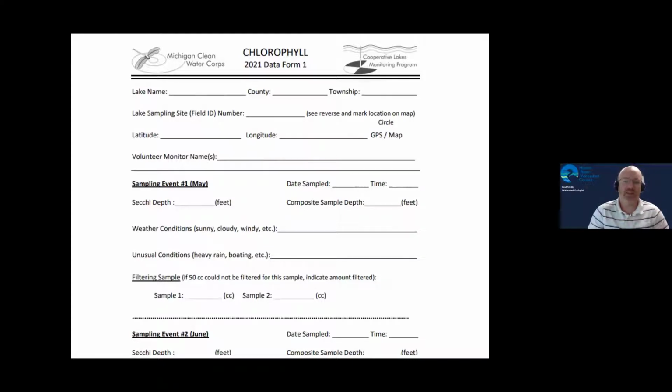What makes the chlorophyll data form a little different, that you're not going to have on the other ones, is, do I have a, nope, I don't have them circled. We have a spot for Secchi depth because that matters. We have a spot for composite sample depth, which we'll talk about. And then at the bottom here, you'll see there's a place to record how much water you are using to filter your sample. So all of those are what makes the chlorophyll data form unique. You'll have one data form that has May and June on it, and then a second data form that has July, August, September on it.